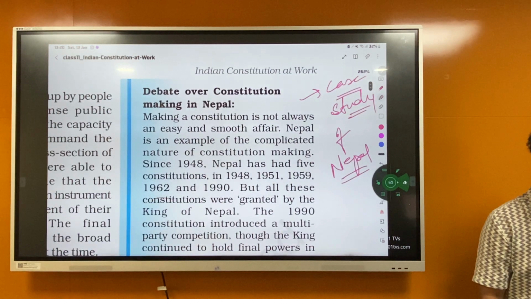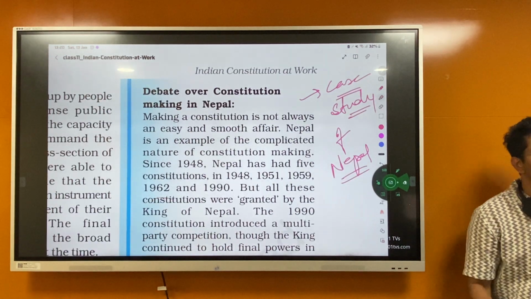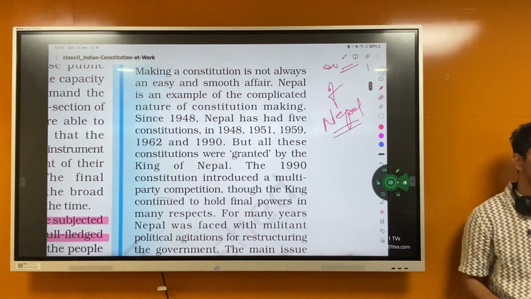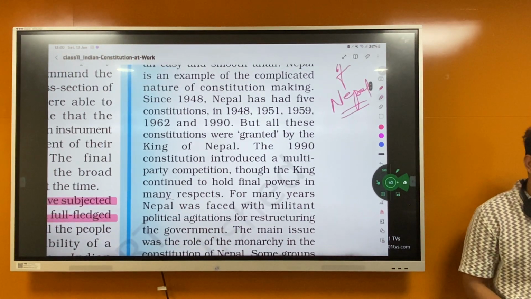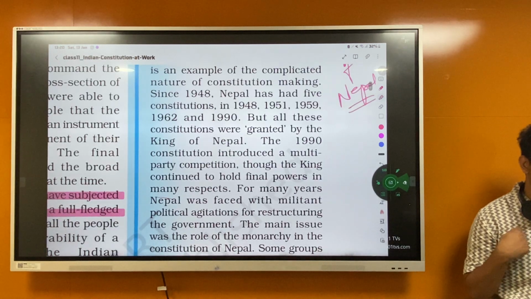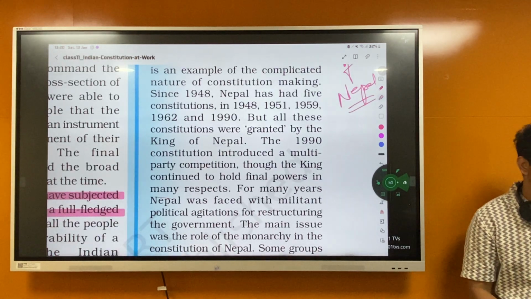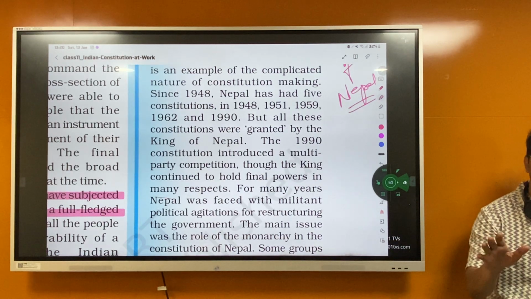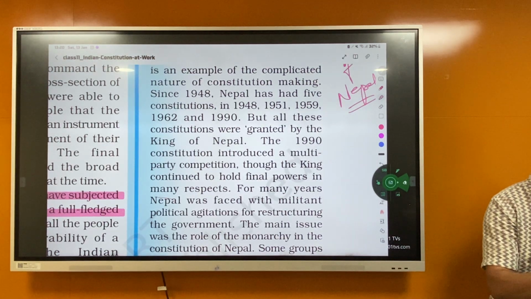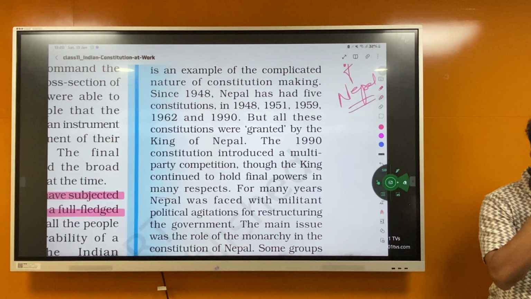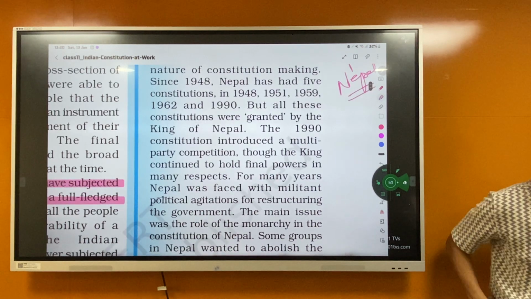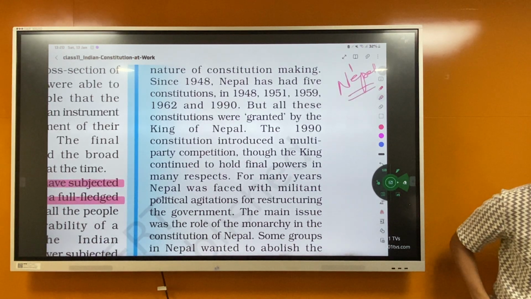Making a constitution is not always an easy and smooth affair. Nepal is an example of the complicated nature of constitution making since 1948. Nepal has had 5 constitutions: in 1948, 1951, 1959, 1962. So they had 5 total. And how many do we have? Till now one, and it is ever growing. It's a living document, they say, right? This is why. But all these constitutions were granted by the King of Nepal.